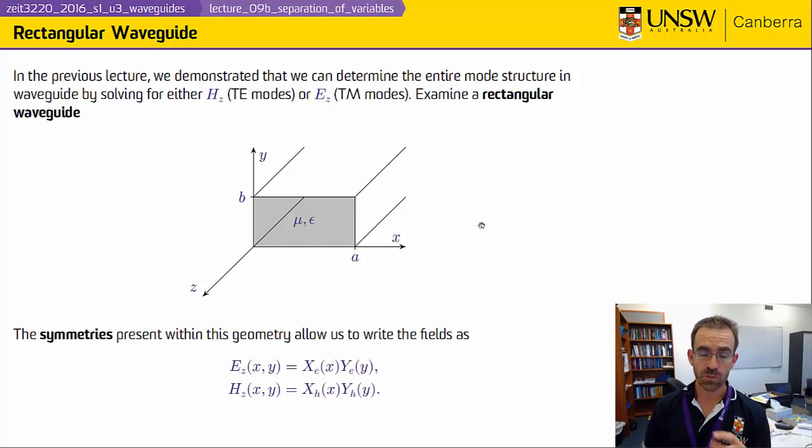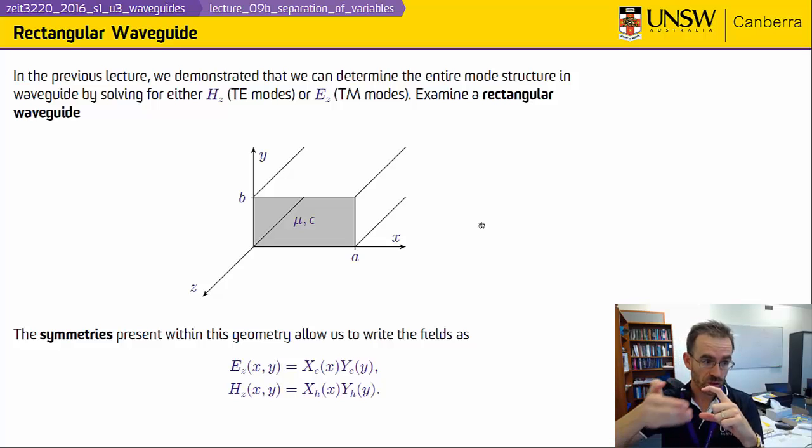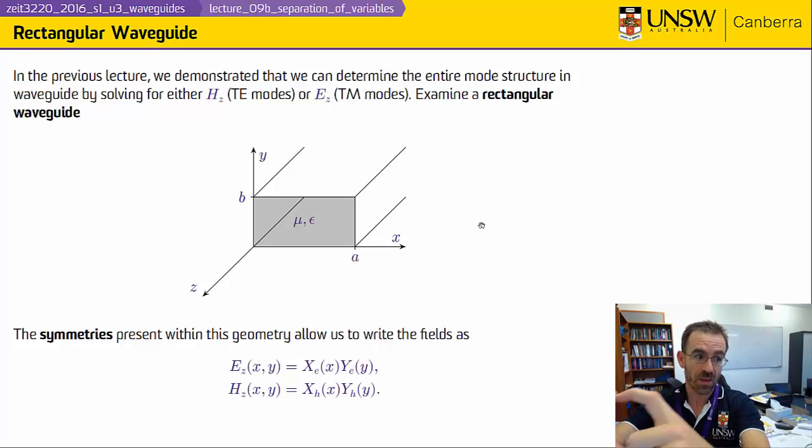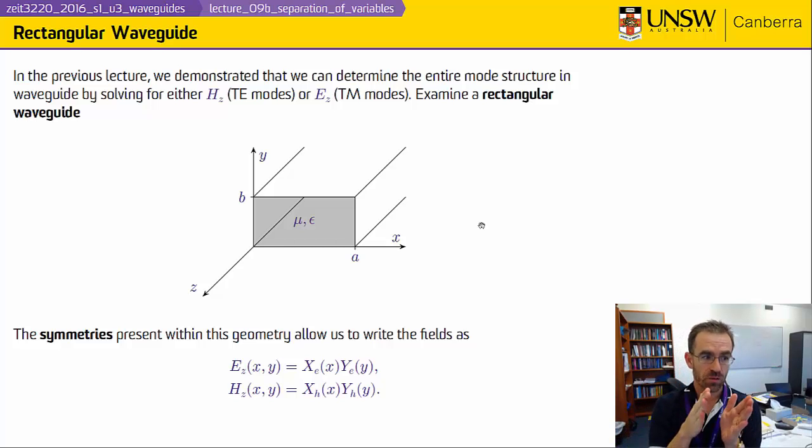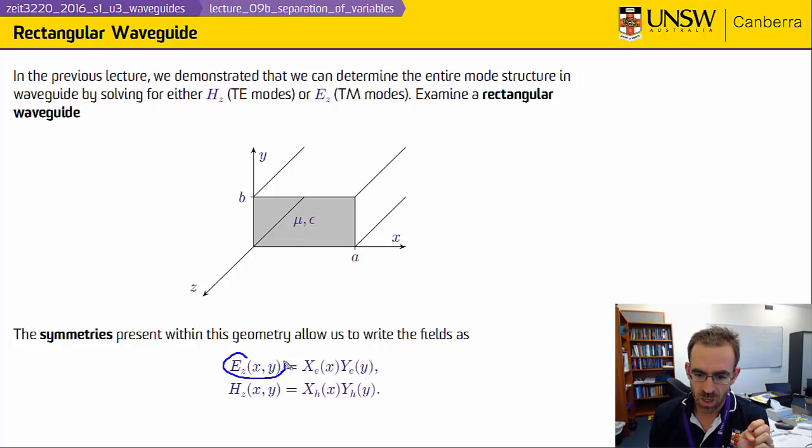Now the symmetries of this problem, namely that I've got perfect longitudinal symmetry, so this problem looks exactly the same as I move down my waveguide, allows us to write the fields as having a transverse component plus a propagating component. And the transverse component, E sub z or H sub z, which we're going to write as a function only of x and y, we'll deal with the z dependence in a second, I can write as a product of two functions. I can separate the variables, and I can say that this function of x and y can actually be written as the product of one function that depends solely on x and a second function that depends solely on y.